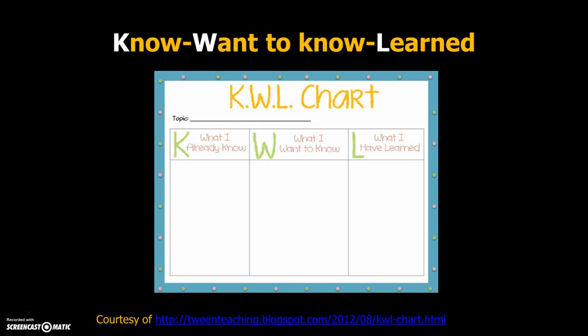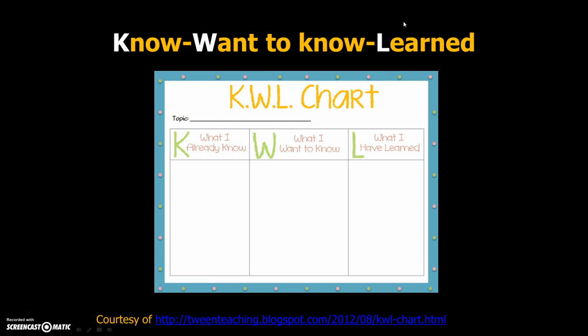And this is probably the most common anticipatory activity that you see in classrooms. And I imagine a lot of you are already familiar with this, but I don't want to assume that, so I wanted to go over it quickly. This is called a KWL chart, and KWL stands for what you already know about a topic, what you want to know about a topic, and what you learned.